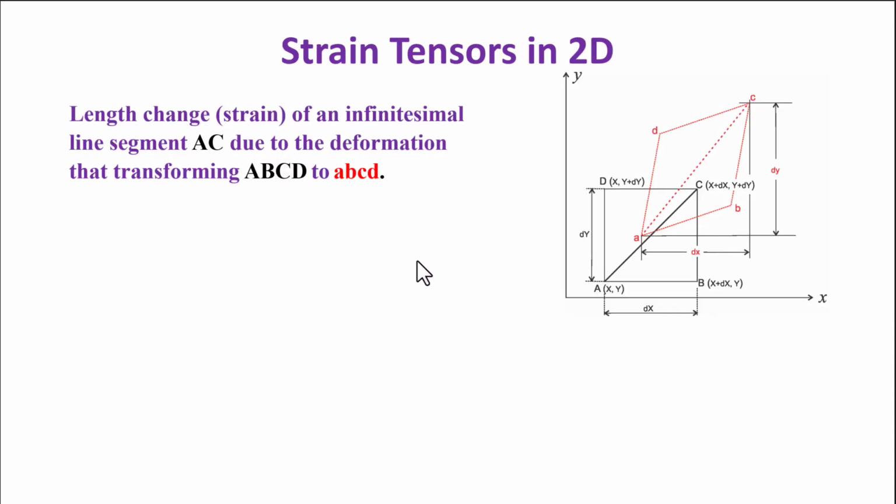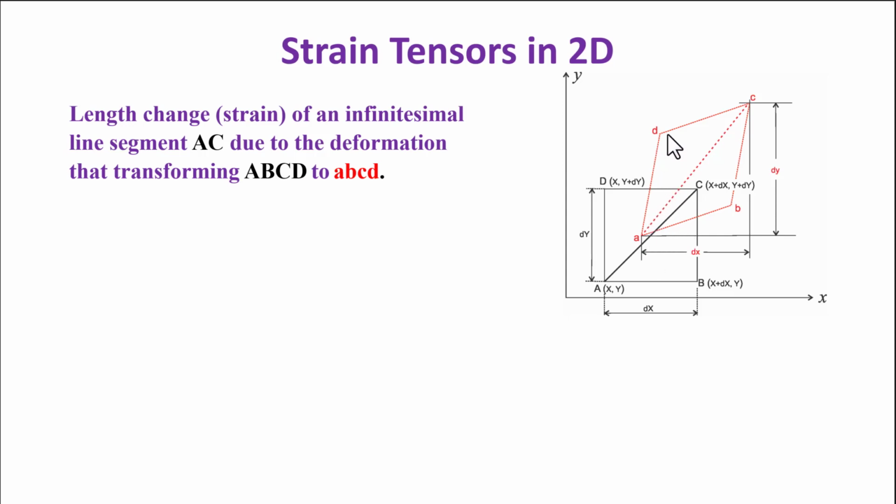Here is another effort. I try to use a two-dimensional explanation using the geometry to explain the concept. Basically, we want to understand the length change, that is the strain of an infinitesimal line segment. A and C are infinitesimal line segment in the undeformed state. Imagine a rectangle ABCD in which AC becomes a diagonal line.